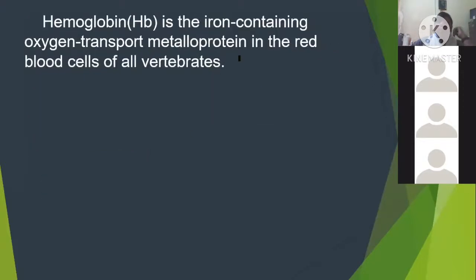Then hemoglobin, as you know, is an iron containing oxygen transport metalloprotein present in the red blood cells of all vertebrates. Almost all vertebrates have this protein hemoglobin. Why metalloprotein? Because it has iron in it. That is why it belongs to the group of proteins called metalloproteins, and it is present in the red blood cells.